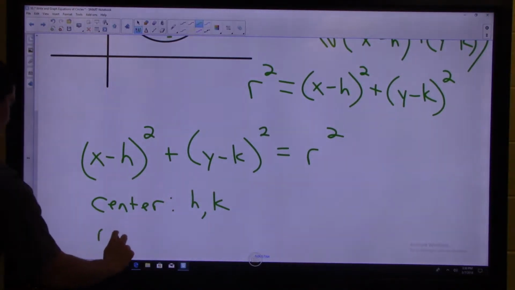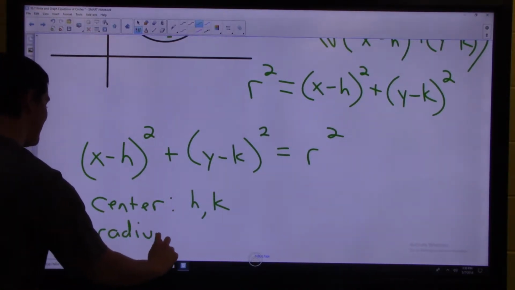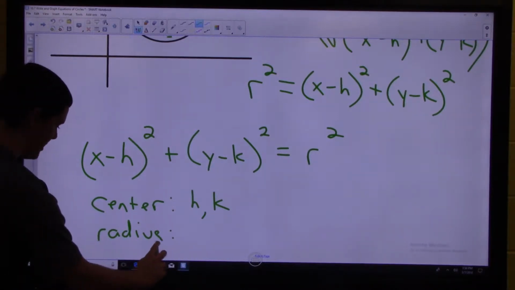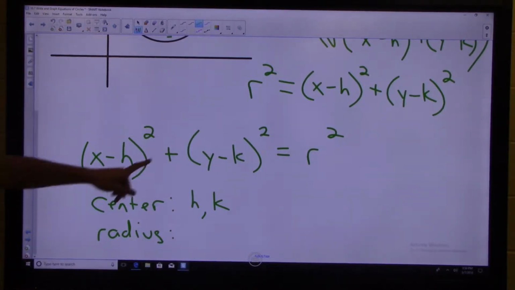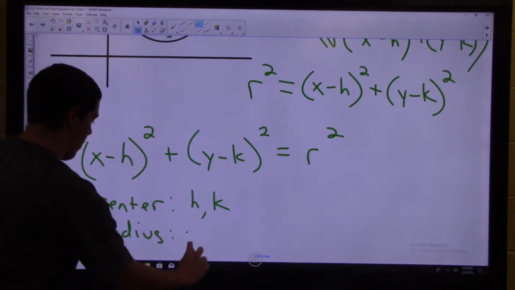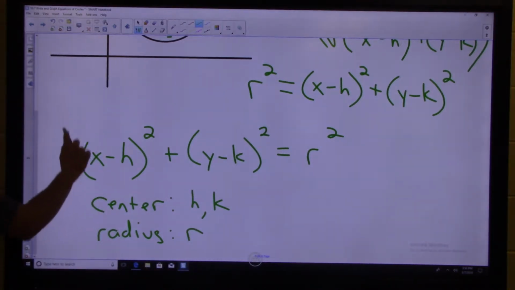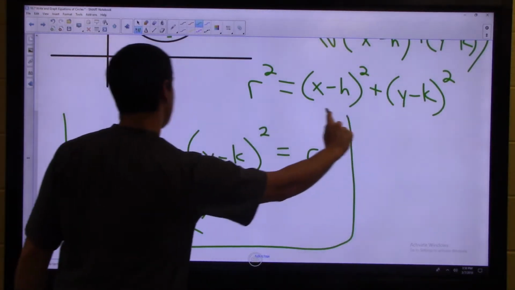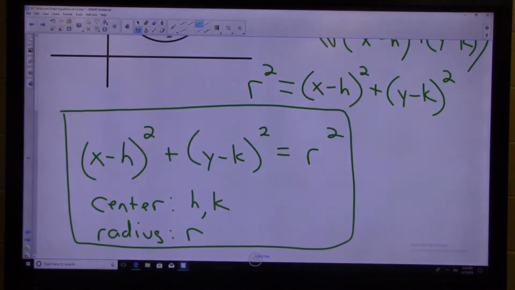And the radius, a lot of people mess this up, and we'll do some examples with this, is not r squared. The radius is r. So box this up. That is the standard equation of a circle. If we know h and k, and if we know our radius r, then we've got the standard equation of a circle.